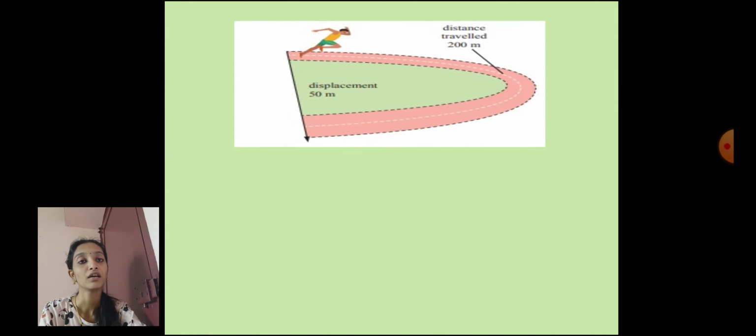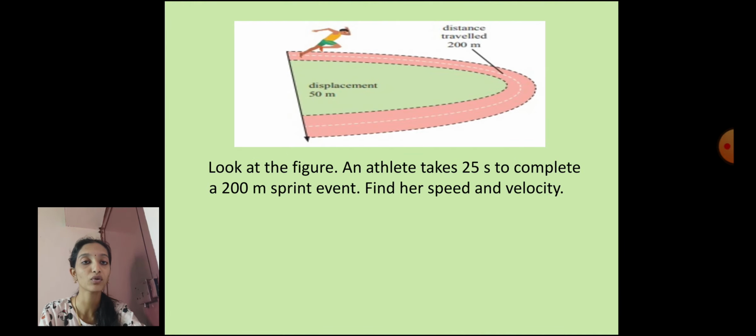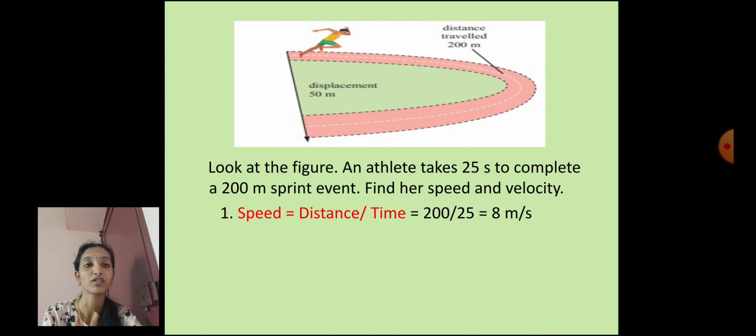So let's see. Look at this picture and find out the distance and the displacement. We know the distance formula and the displacement formula. Question: an athlete takes 25 seconds to complete a 200-meter sprint event. Find her speed and the velocity. We already know the speed formula: speed is equal to distance divided by time. The distance given is 200 meter and the time is also given. So 200 divided by 25 is equal to 8 meter per second.